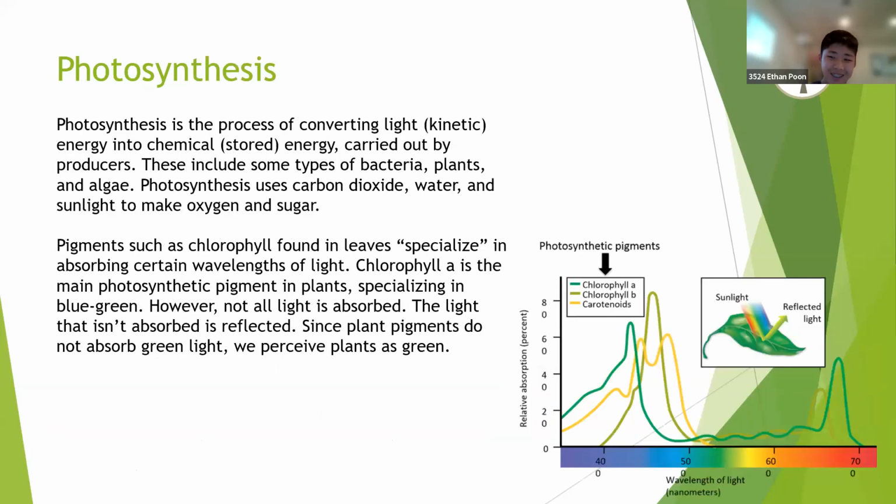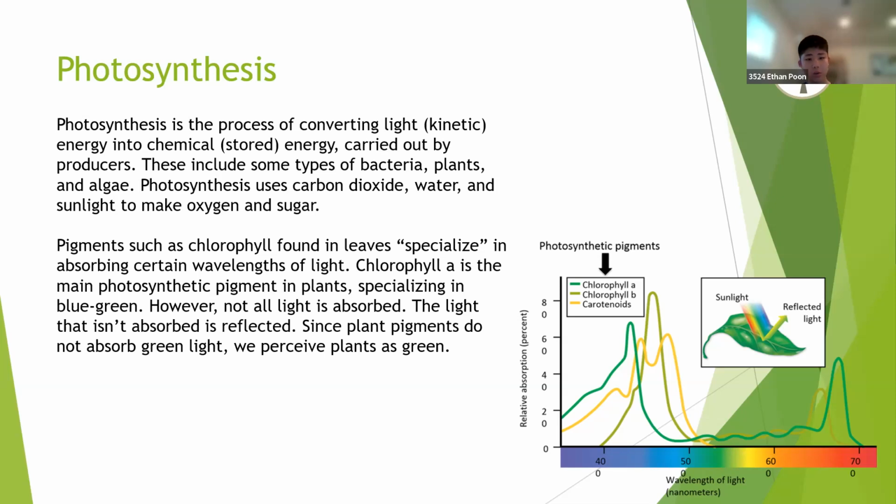All right, so photosynthesis. Photosynthesis is the process of converting light, so kinetic energy, into chemical or stored energy, carried out by producers. And these include some types of bacteria called cyanobacteria, plants, and algae. And photosynthesis uses carbon dioxide, water, and sunlight to make oxygen and sugar, specifically glucose.